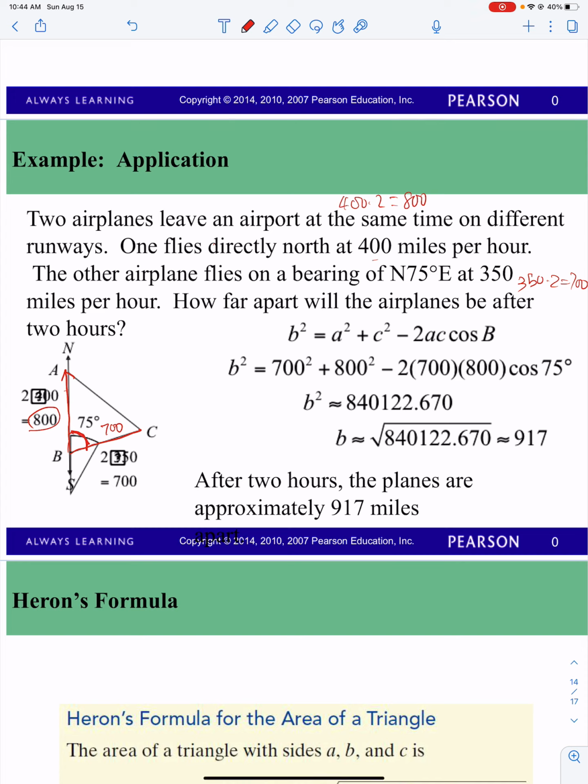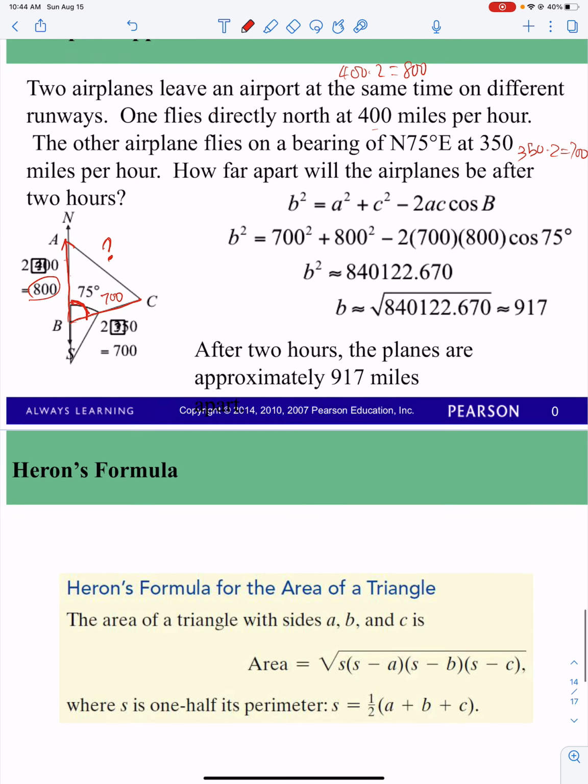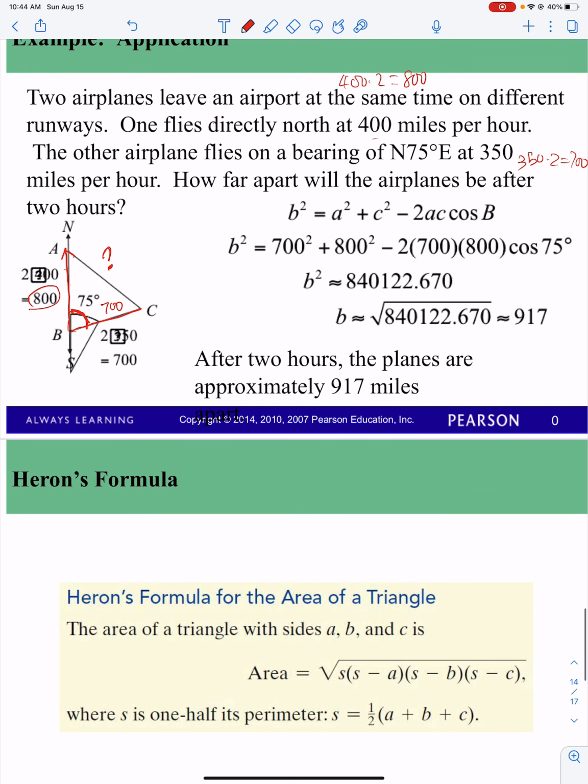Okay, so now you know this is 800, this is 700. The angle in between is 75. You want to know how far apart they are, which means the side opposite the 75 degrees. Then what will you do? You have two sides and the angle in between. Law of what? Cosines. Then you can plug in all these values to get the answer.